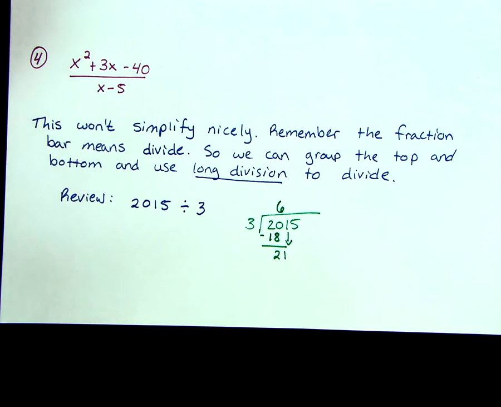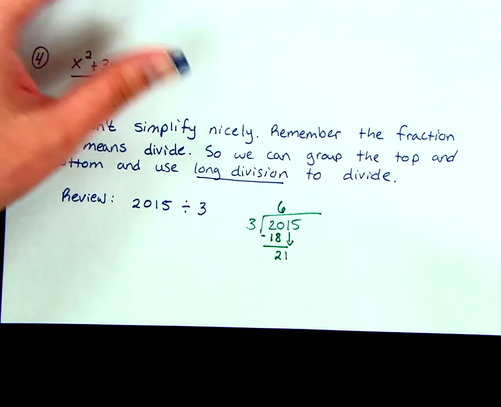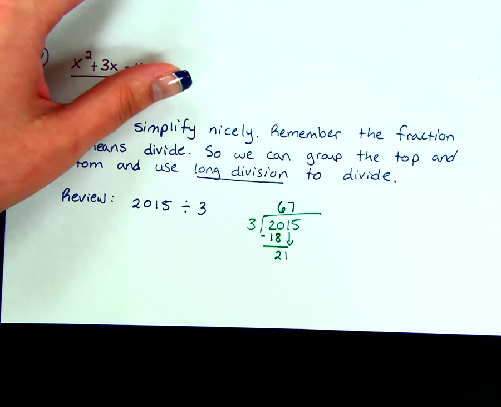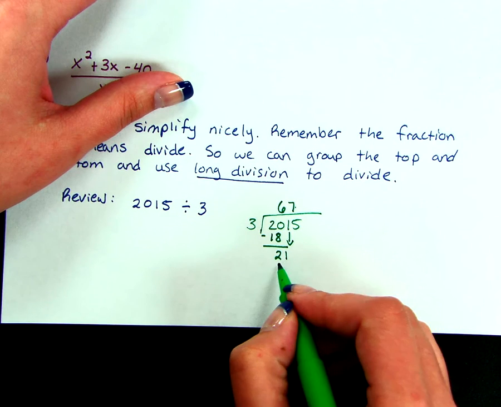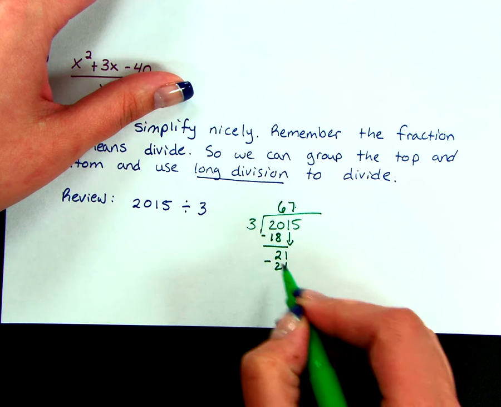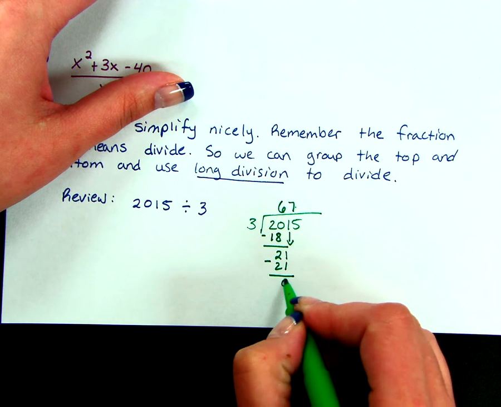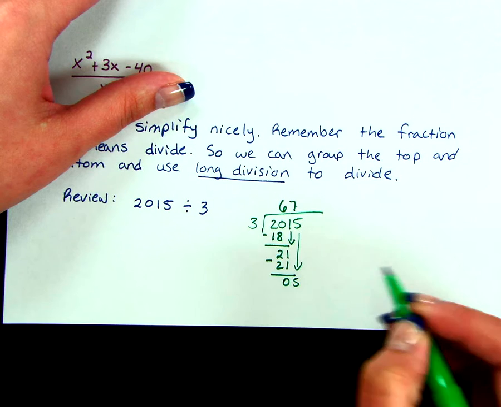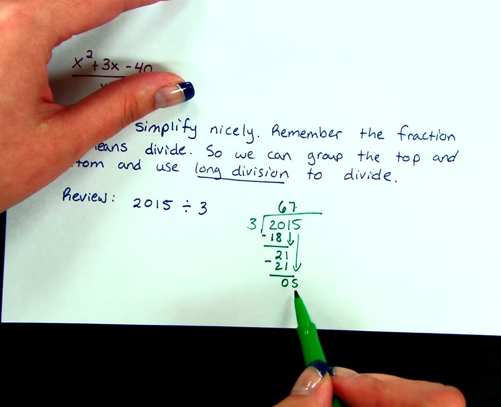So and then we start our process over. So how many times does 3 divide into 21 evenly? And our answer to that would be 7. 7 times 3 is 21. Then we subtract. So that's going to give us 0. Then we bring down our next term. So how many times does 3 divide into 5?